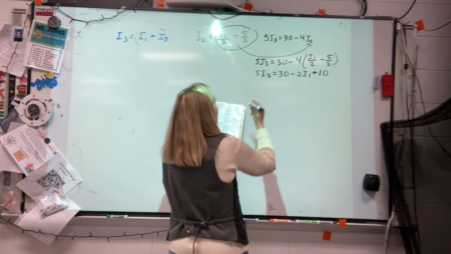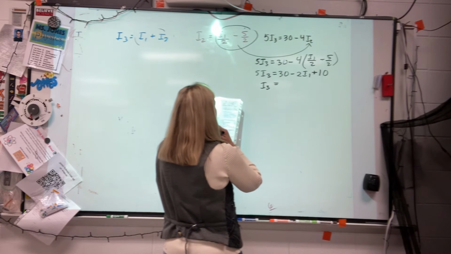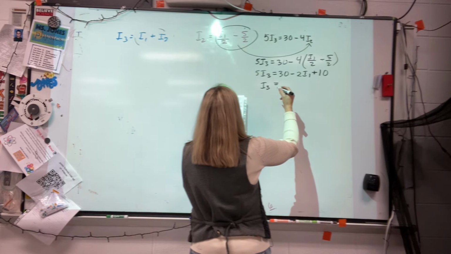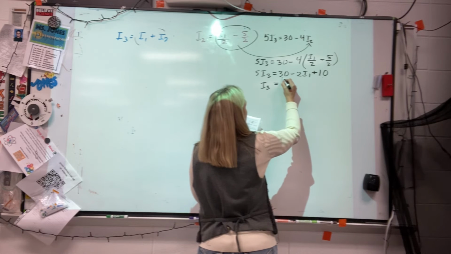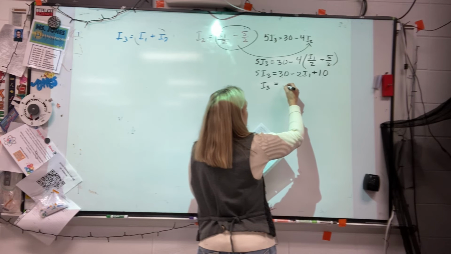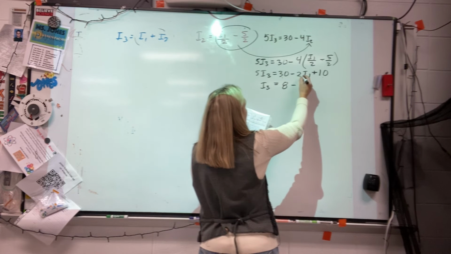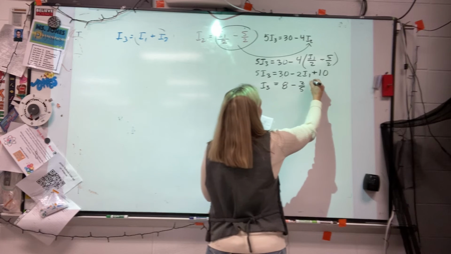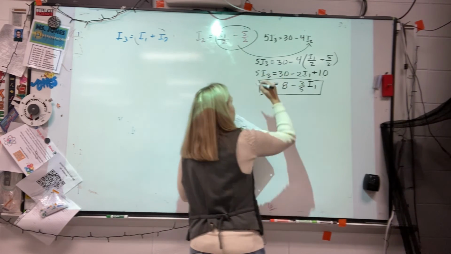Now let's solve for I3. So we're going to divide by 5. 8 minus 5 halves. I've got to put those two together. That's 40. 40 divided by 5 is 8. And then I'm going to have 2 over 5, annoyingly again, I1. Okay?